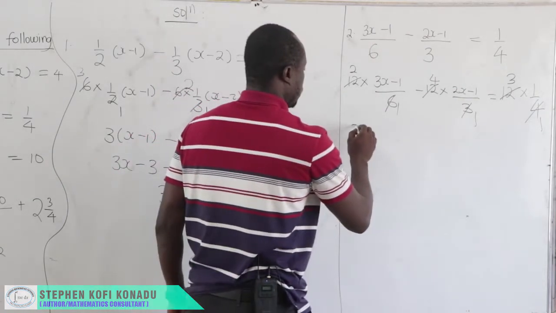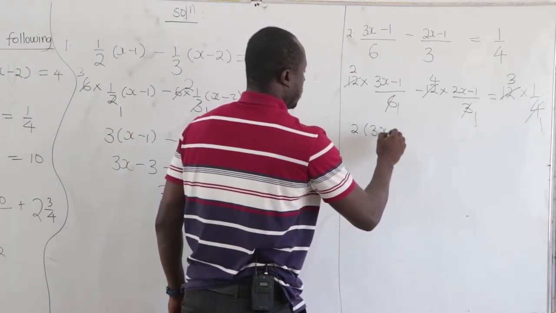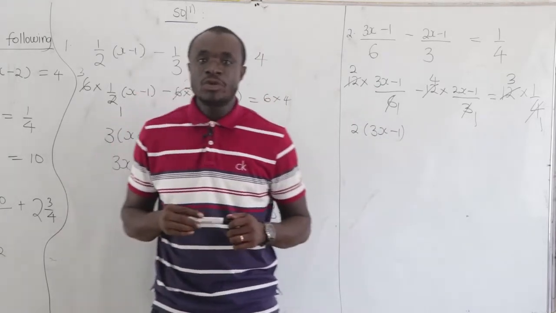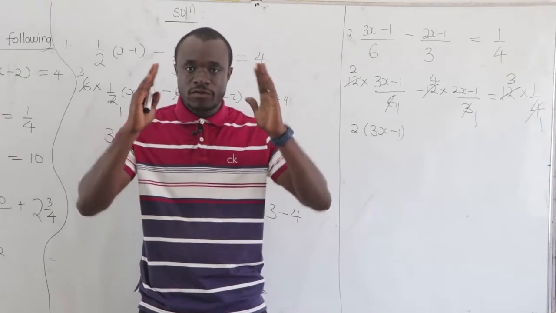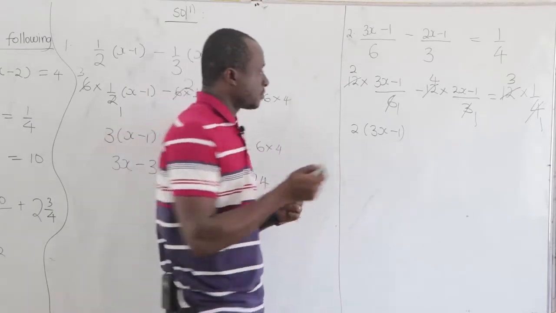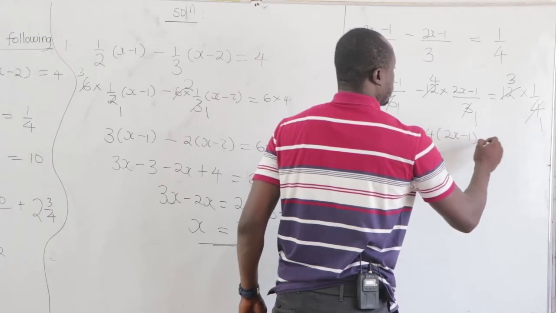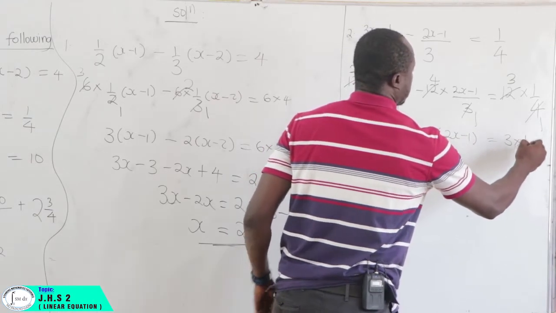So in our next term, you have 2, 3x minus 1. You see the numerator, we have more than 2 terms. And because we have more than 2 terms, it is better for us to put it in brackets. We have minus 4, 2x minus 1 equal to 3 times 1.